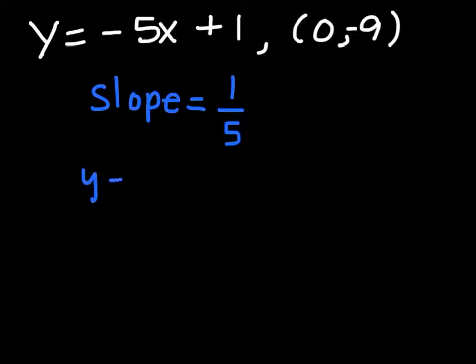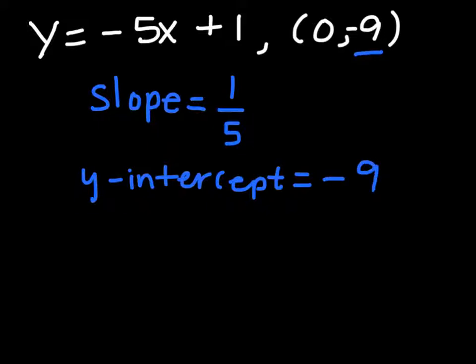Now let's find the y-intercept, which is given to us in our point here as -9. Okay, we know everything we need to know. Let's go ahead and write this equation. y is going to equal 1/5 x - 9. When graphed, this line will be perpendicular to y = -5x + 1.